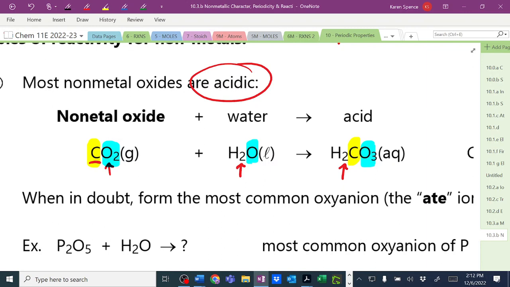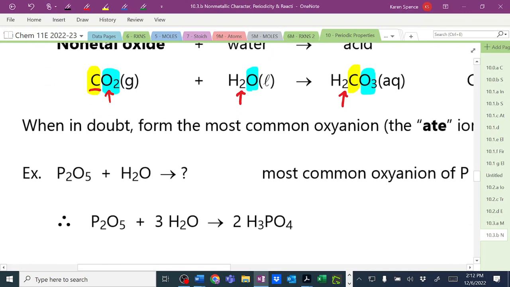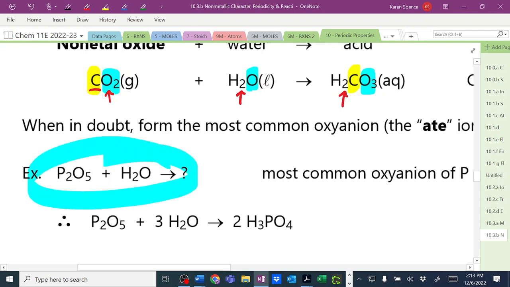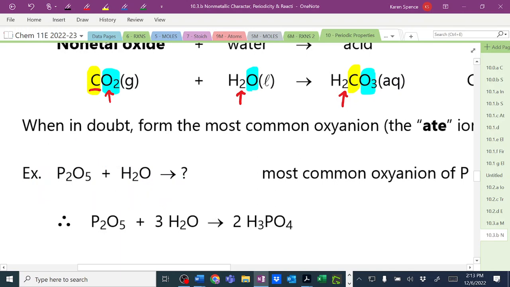Normally, when you're predicting the products of a reaction like this, you just smush everything together into one formula. Now, sometimes you'll get one where you think, what am I going to do with this? I cannot smush that together very well. I don't think it's going to ever come up, but just in case it does, what you're going to do is ask, who is the most common oxyanion? That's almost always going to be the -ate anion. Let's just say always. So who is the -ate ion that is based on phosphorus? Phosphate.